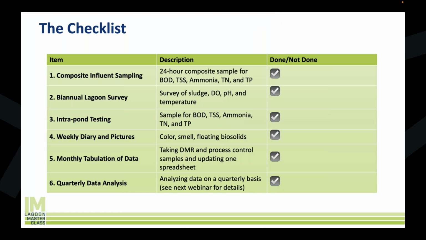So here's your checklist. You should be putting a composite sampler at your influent and taking regular composite samples. You should be doing a biannual lagoon survey: sludge survey, temperature survey, DO survey, pH survey of all your different lagoons. You should be doing intrapond testing, at least quarterly. You should be taking your influent, your after pond 1, after pond 2.